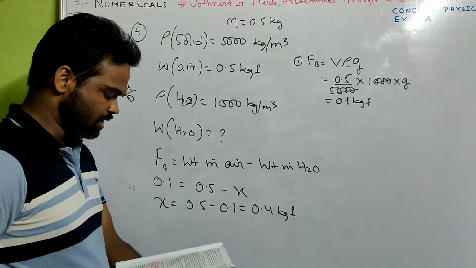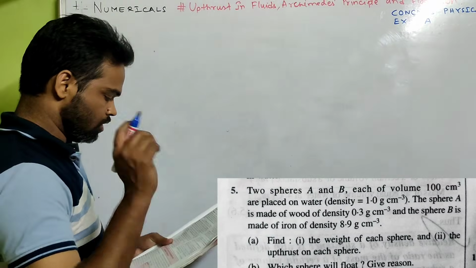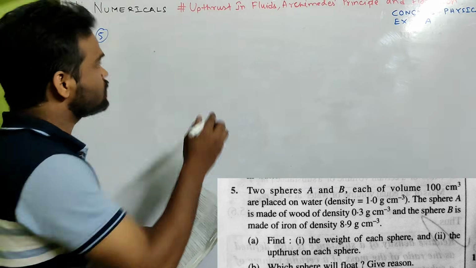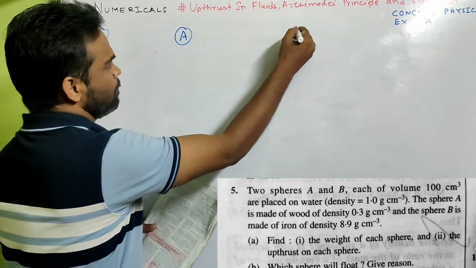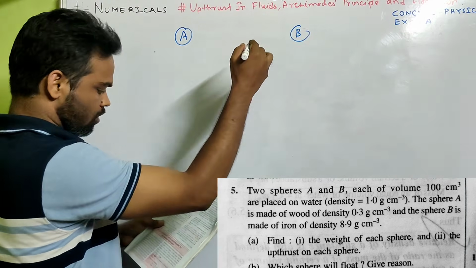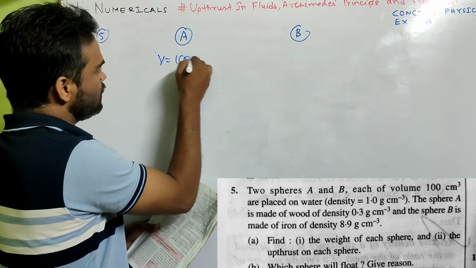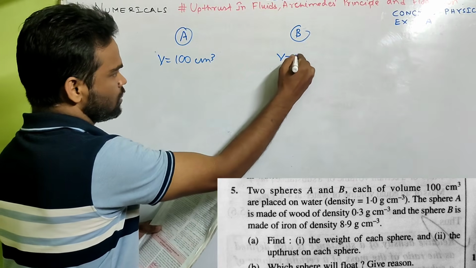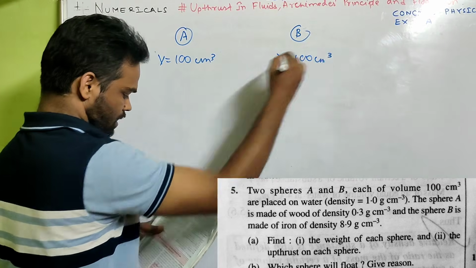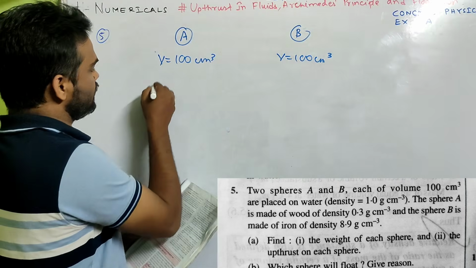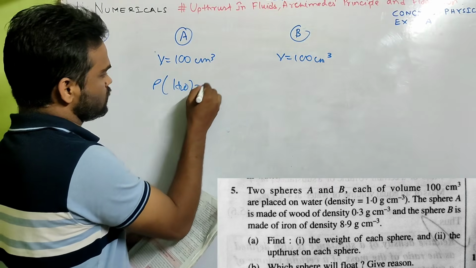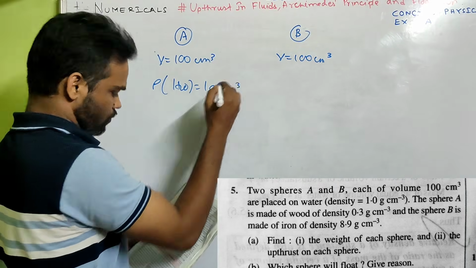Sure, we'll do the next one, number 5. Now look at number 5. Two spheres A and B, each of volume 100 centimeter cube, are placed on water, and the density of water they have given as 1 gram per centimeter cube.